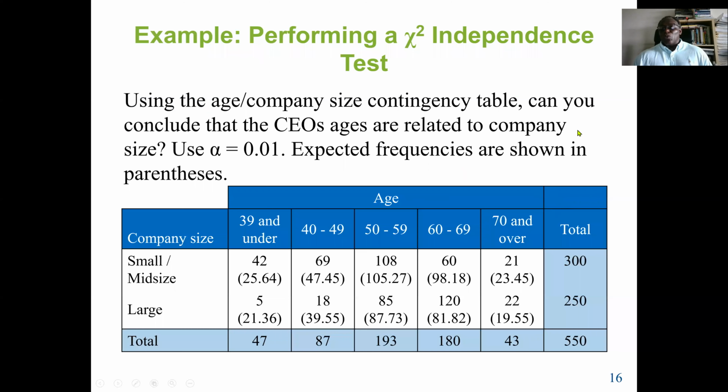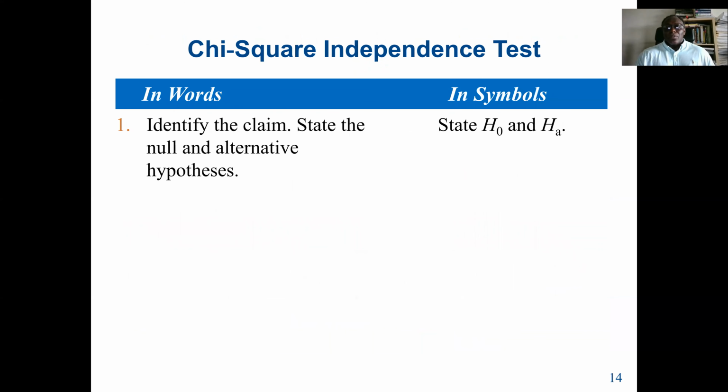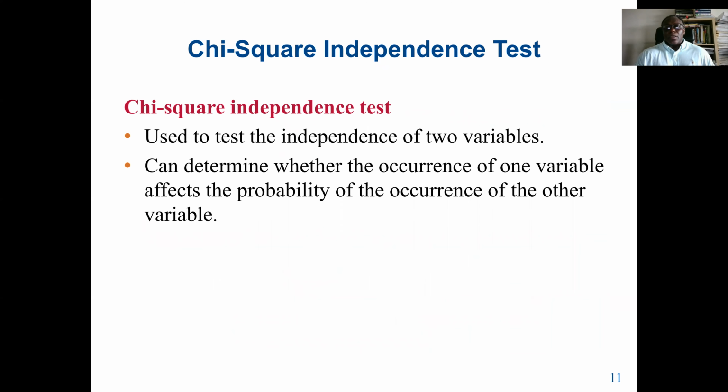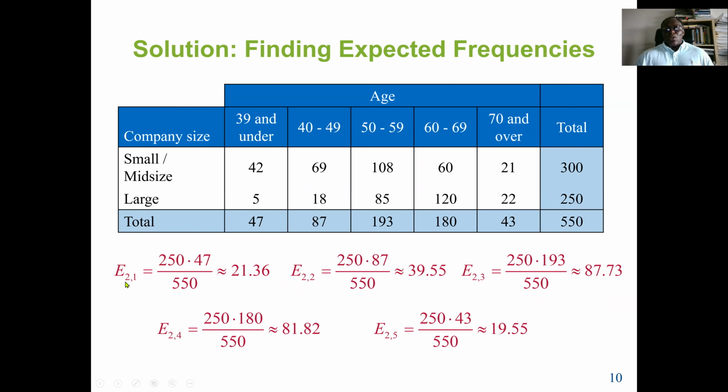And for the expected frequency, we don't want to find it again. You remember we found it in our previous example. To find the expected frequency, for example in the first row, first column, the sum of the row times the sum of the column, divided by the sample size. Let me go back one more time, very quick. So let's say we are looking for Y21, the second row, first column expected frequency. The sum of the second row is 250 times the first column is 47. So 250 times 47 divided by the sample size 550 gave me 21.36.